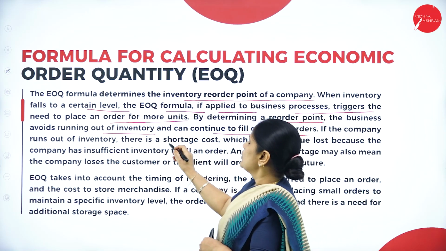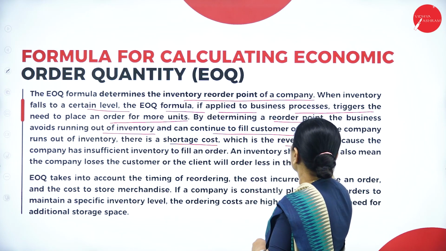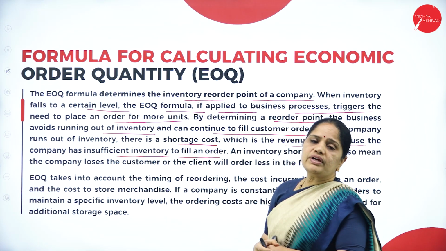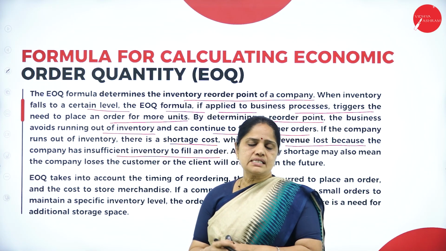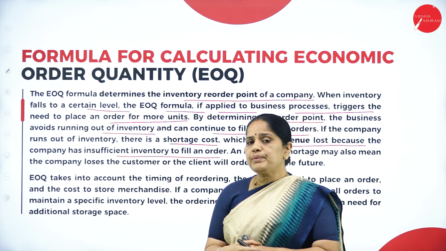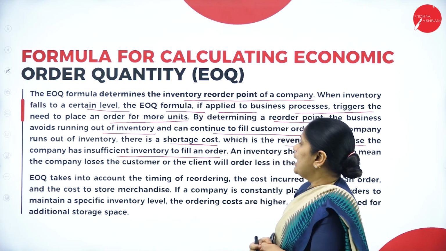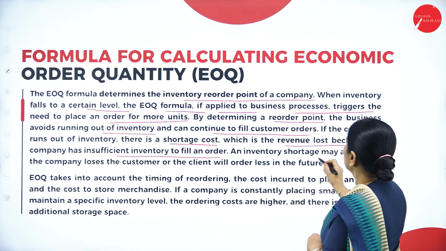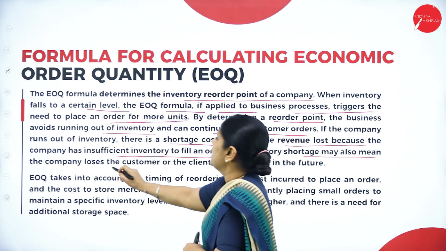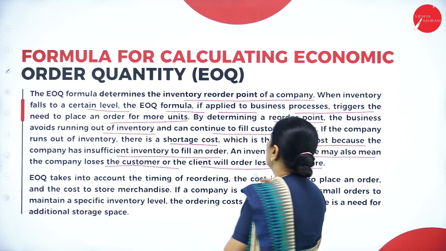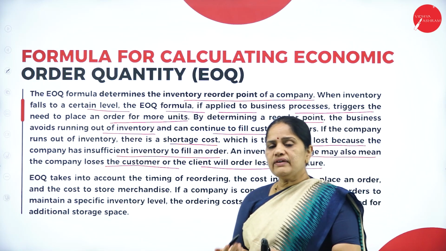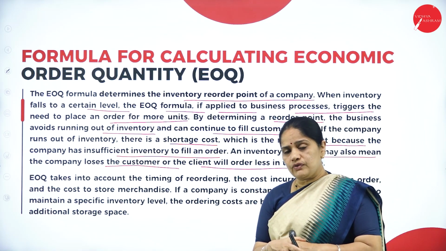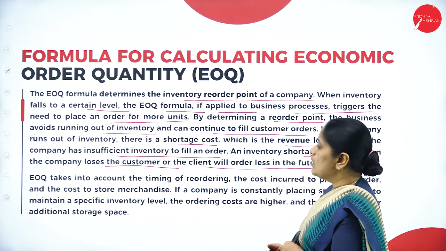If the company runs out of inventory, there is a shortage cost, which is revenue loss, because the company has insufficient inventory to fill an order. Suppose the company faces a shortage of inventory, then the company will be losing the revenue, and because of it the company has to face a lot of losses also. So inventory shortage may also mean the company loses the customer or the client who will order less in future. So if there is a shortage of the inventory, then the company will face the risk of losing the customer and also losing the order.